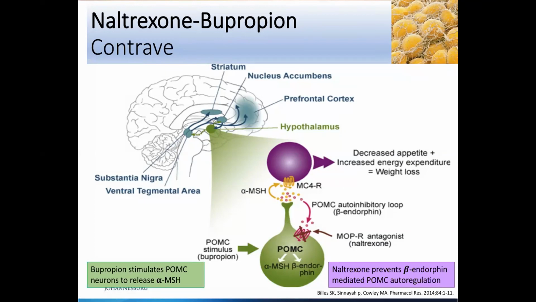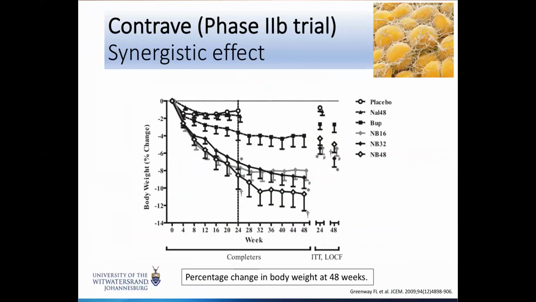So the reason that the drugs need to be used together is that naltrexone will prevent the beta-endorphin-mediated POMC autoregulation, and bupropion stimulates POMC neurons to release alpha-MSH. Thus resulting in a synergistic activation of the neuronal activity and reduced food intake.